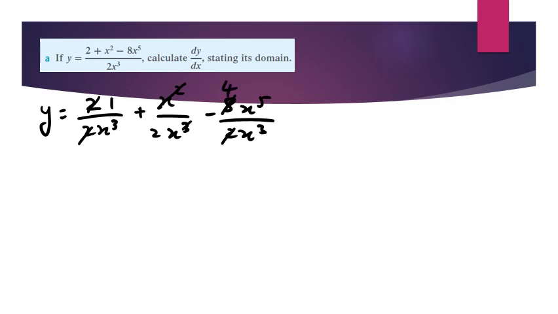And then same here, 8 and 2. 2 goes into 8 4 times. And then there's a 5 and a 3. So 5 minus 3 gives us a what? 2. So now let's write it out. 1 over x cubed plus 1 over 2x minus 4x squared.